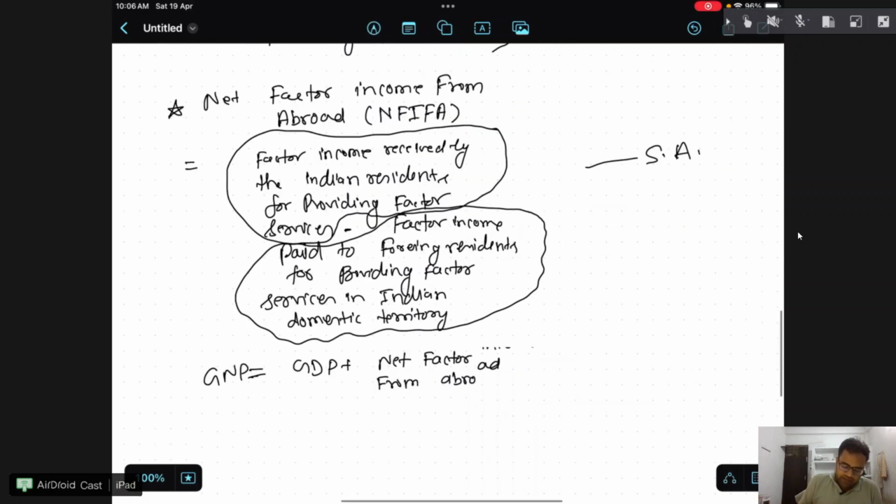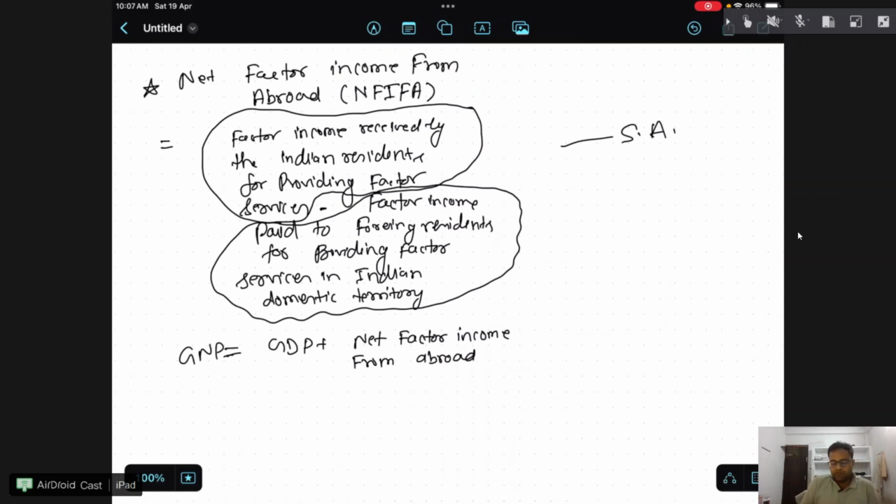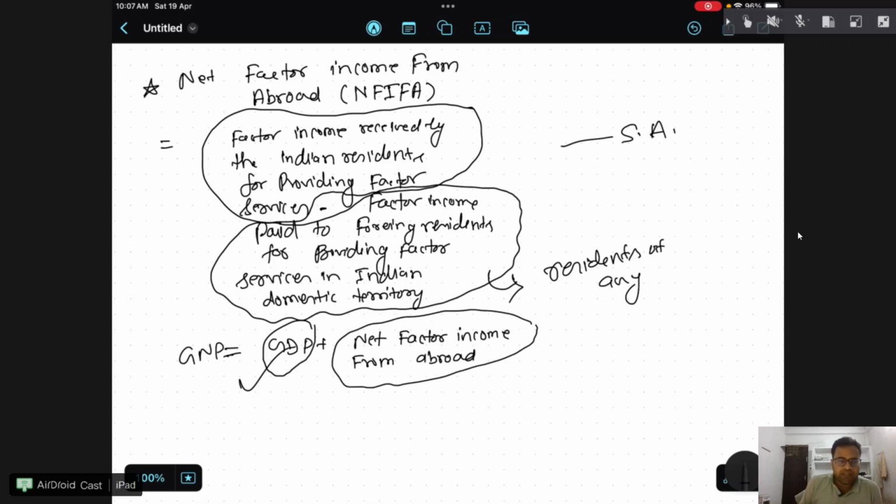For calculating GNP, as we had seen, first we find out GDP, and then when we add the net factor income from abroad, we get the GNP. What is GNP? We had seen that whatever production is done by the residents of any country is known as the GNP. So for the GNP calculation, if we have the value of GDP and add the value of net factor income from abroad, we get the GNP of any country.